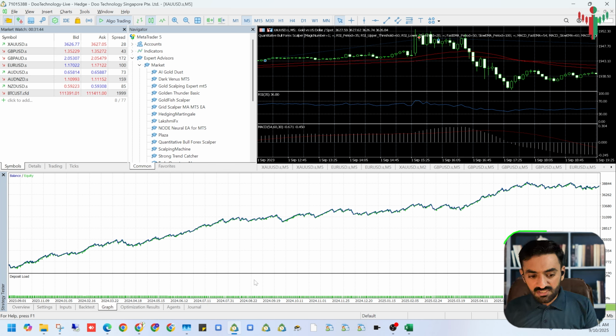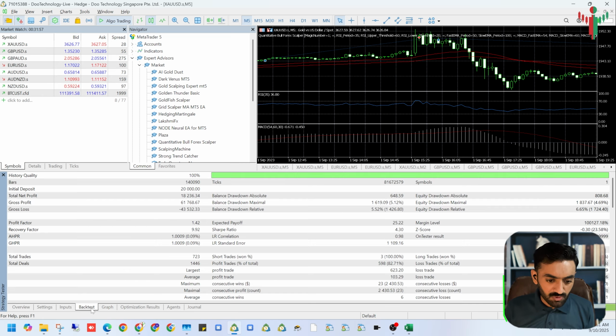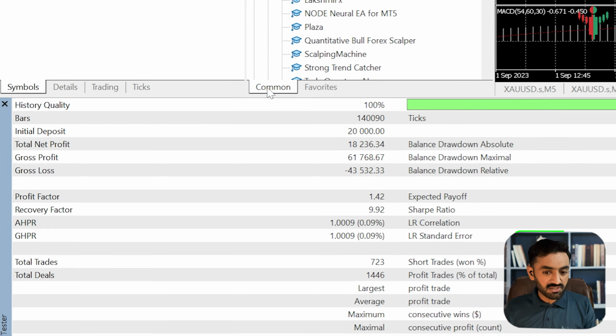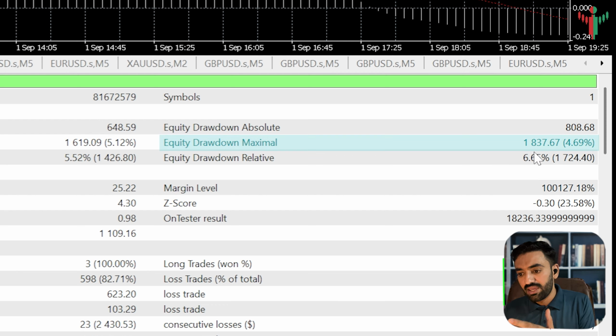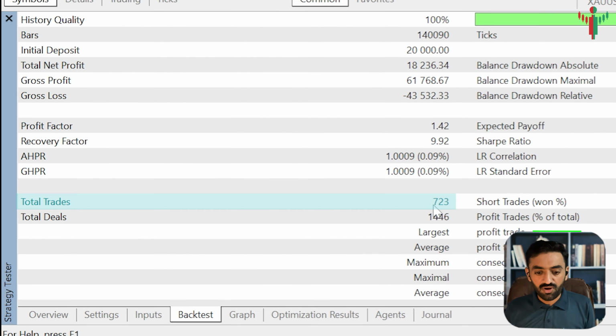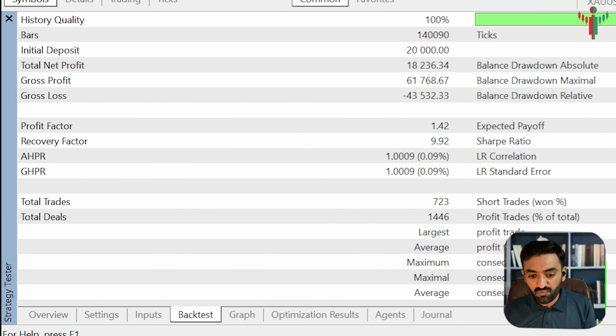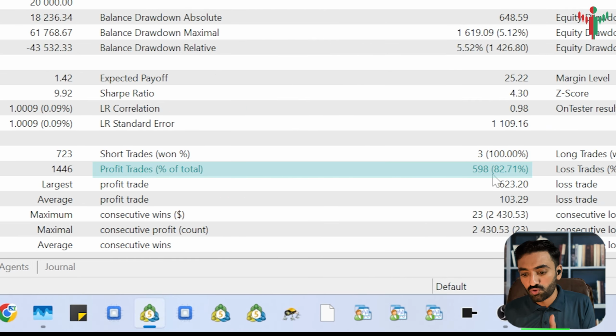The single test process is completed, and here you see how the graph is going upward without any big drawdown. And now let's move to the back test. Look here, the history quality is 100% and the total net profit is $182 with a drawdown of $18. The total number of trades are 723 with the win ratio of 82%, and this is the most profitable EA in our list.